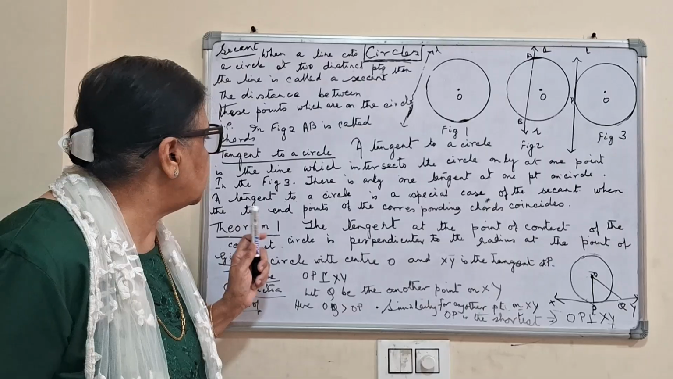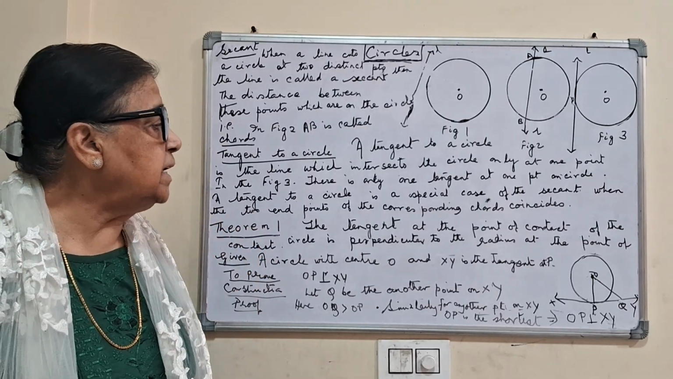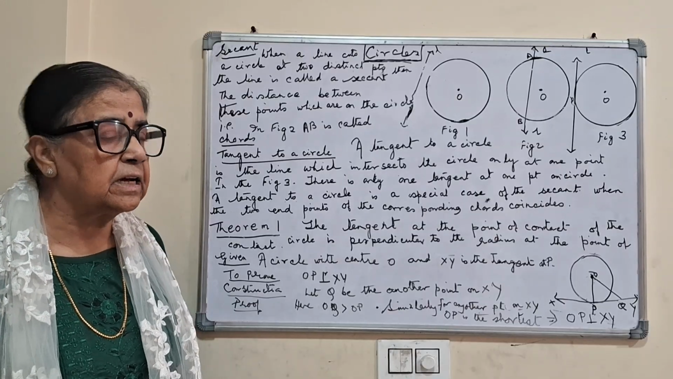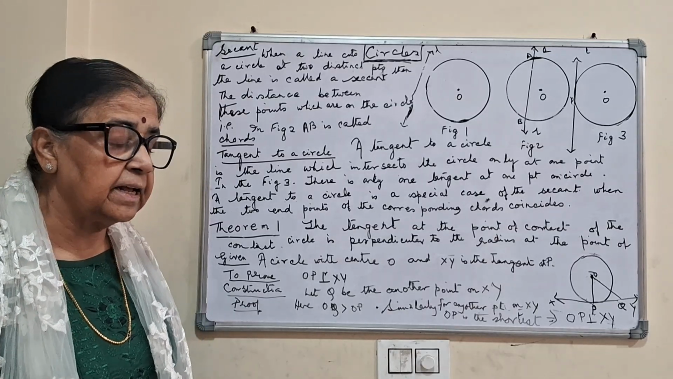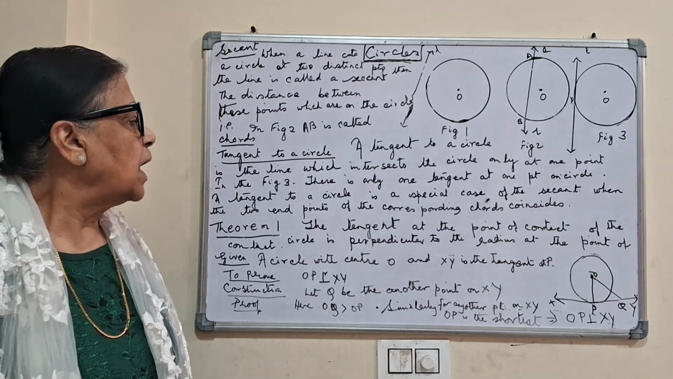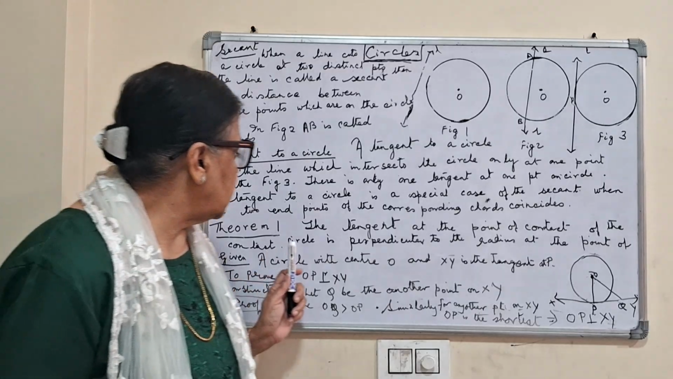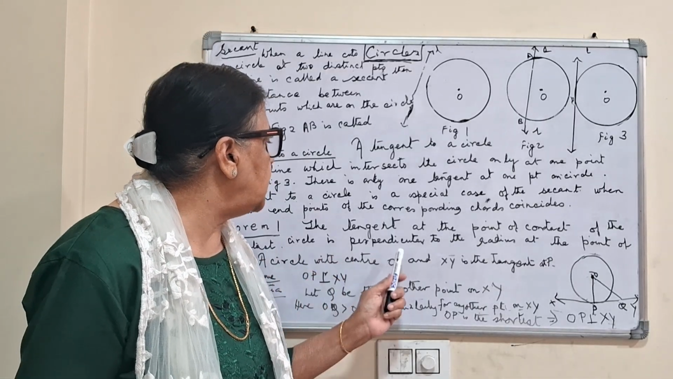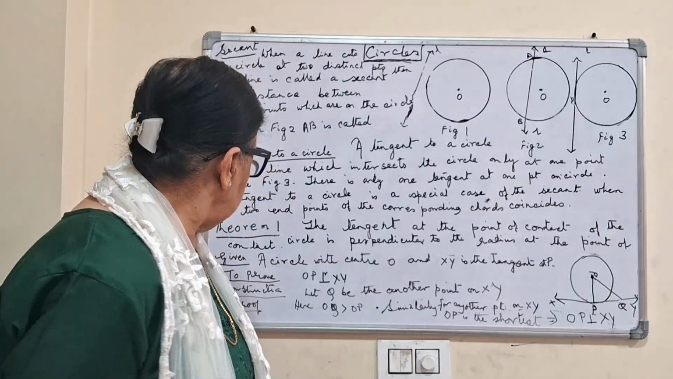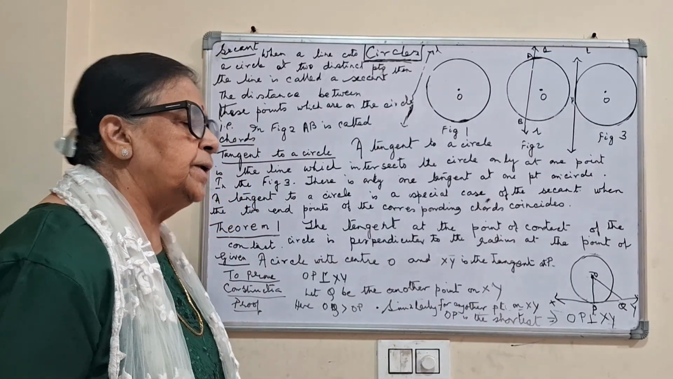Then I go for a theorem. The tangent at the point of contact, where it is touching the circle, is perpendicular to the radius at the point of contact.